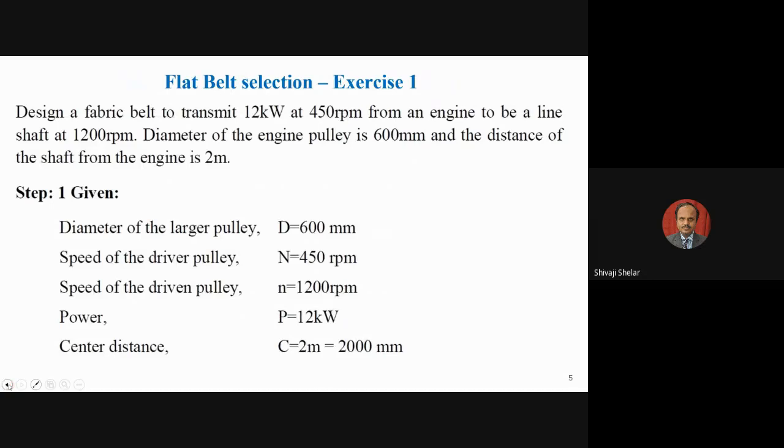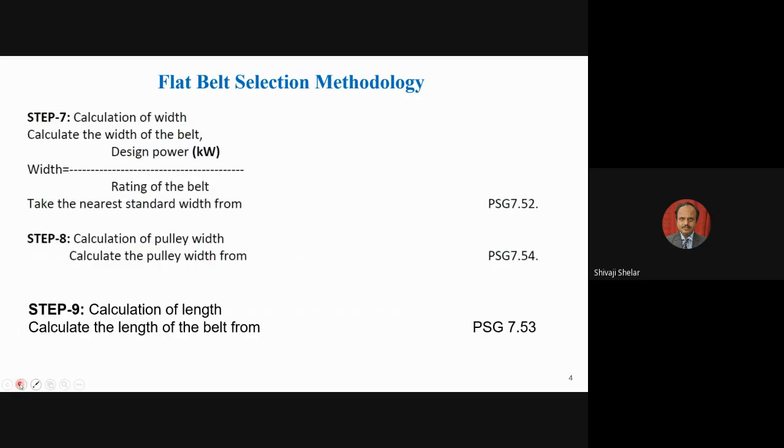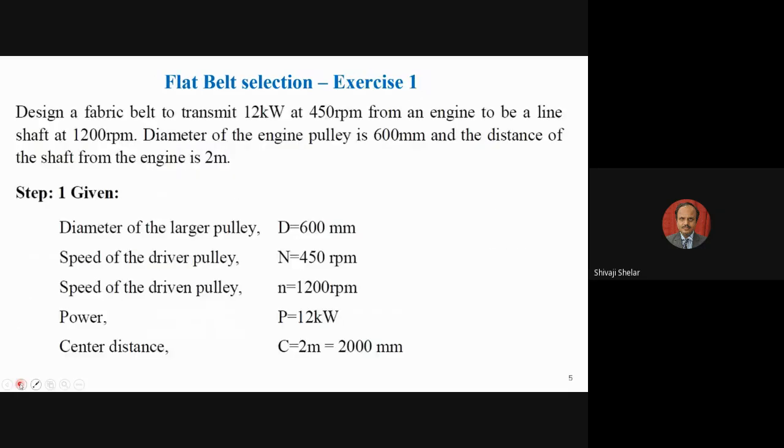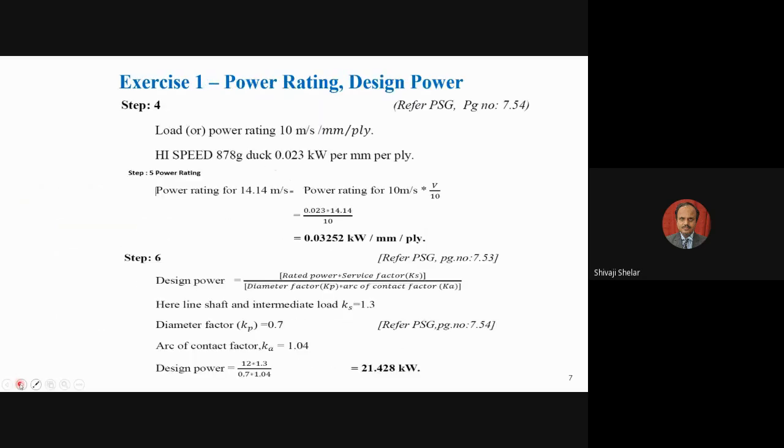Our pulley diameter is 225, which means between 200 to 300 mm. So we can take this correction Kp factor as 0.7, 0.75 or 0.725. So let's say take 0.7 or 0.725. Sometimes if you don't know this value, you can take nothing wrong. If it is mentioned, then only you have to take this factor. So we have taken the diameter factor here as 0.7.